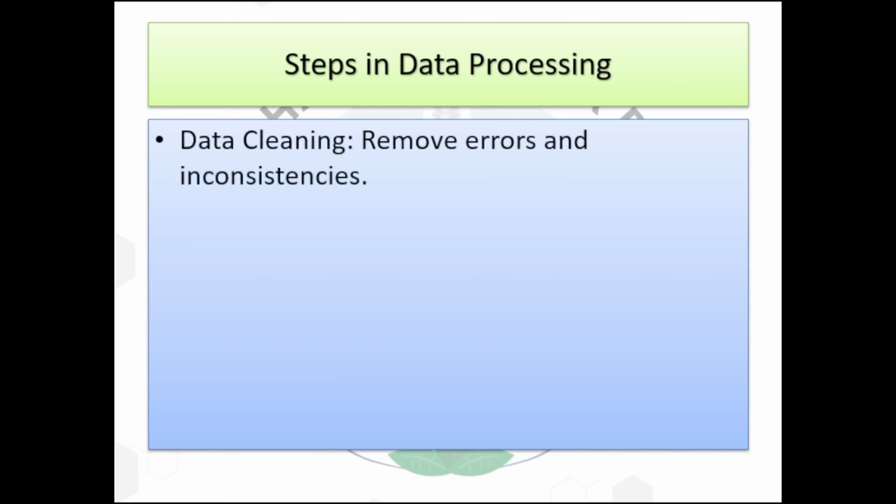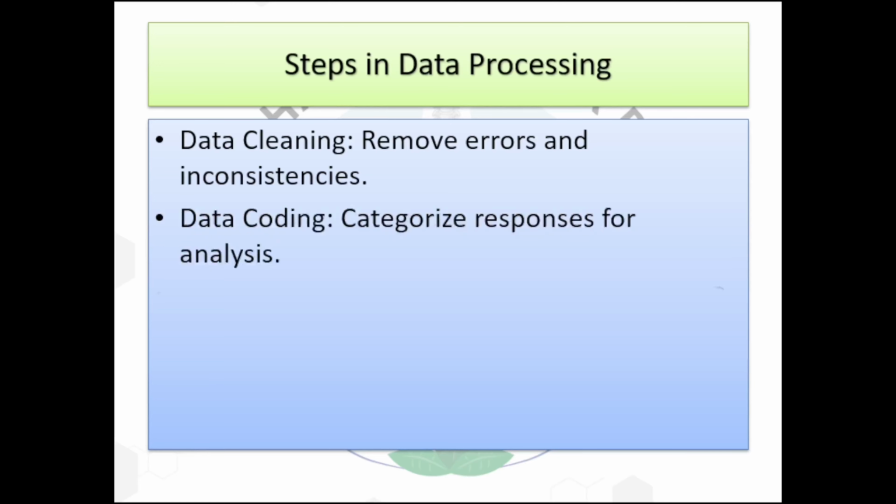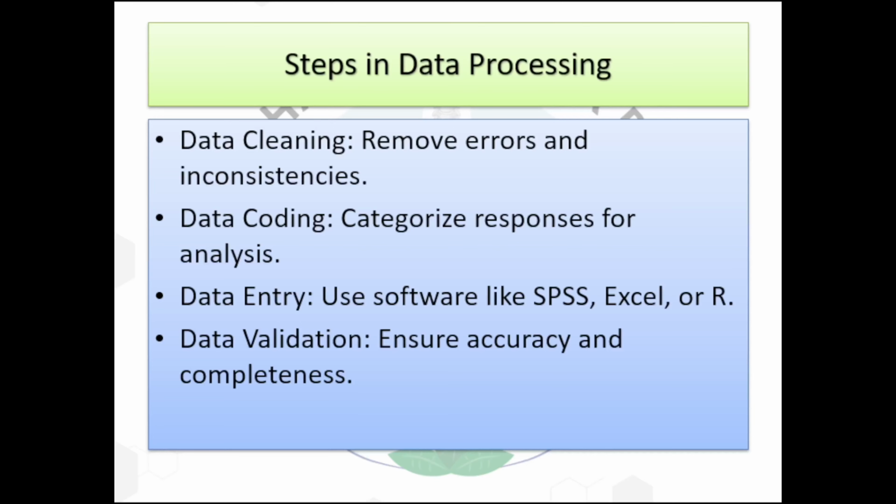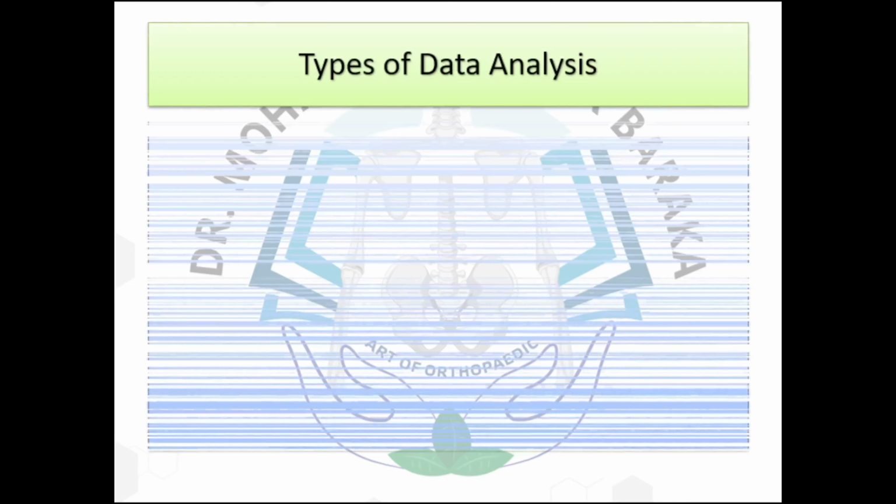What are the steps in data processing? First, data cleaning: remove errors and inconsistencies. Then, data coding: categorize responses for analysis. After that, data entry: use software like SPSS and Excel. Data validation: ensure accuracy and completeness.